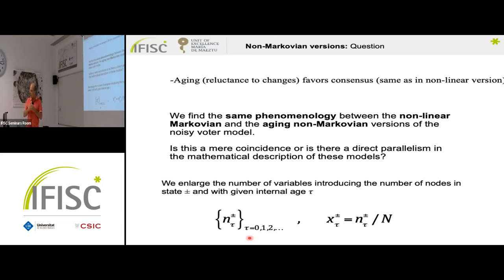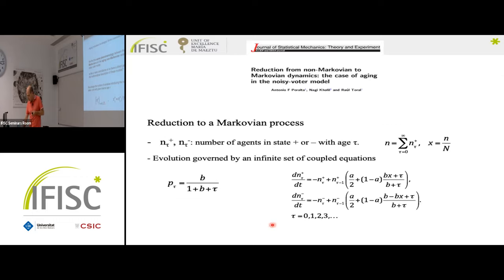Okay, you can make the system Markovian, so the change only depends on the state at the current time, but for that you need to increase the dimensionality of the space to an infinite number of variables. Instead of one variable, which is the number of agents in the plus state, you need to consider this infinite number of variables. If you do that, you can have a sort of Markovian description. You can write rate equations, you can write mean field equations and so on.